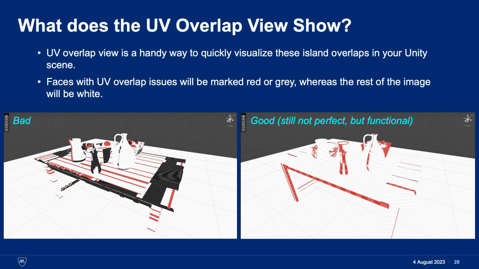In Unity, there is a debug view called UV overlap. What it does is it shows you all the objects in the scene. If there's no UVs overlapping, everything's white. And you can see here on the left, we have the bad scene. Tons of UV overlap issues. That's what the gray and the red are showing. On the right, it's not perfect, but it's functional. That's the scene that I baked later after I moved my UVs around.